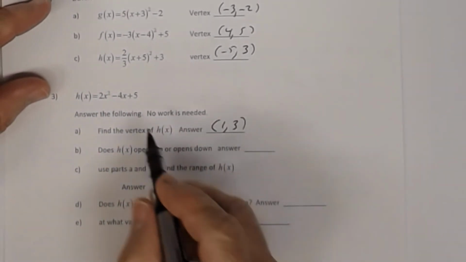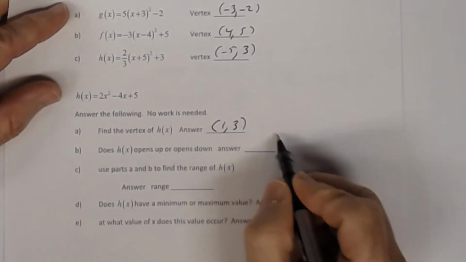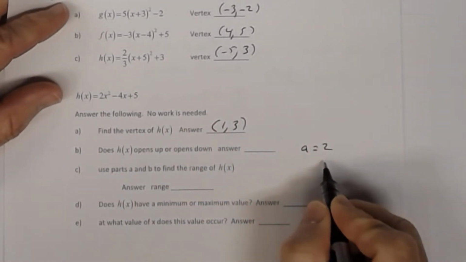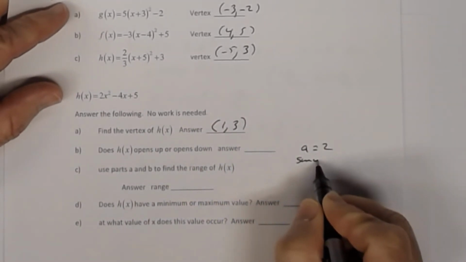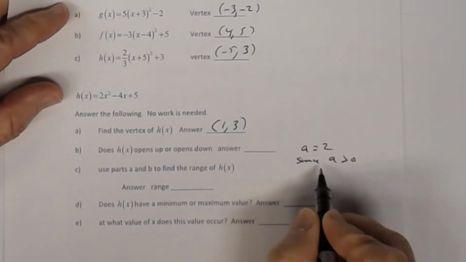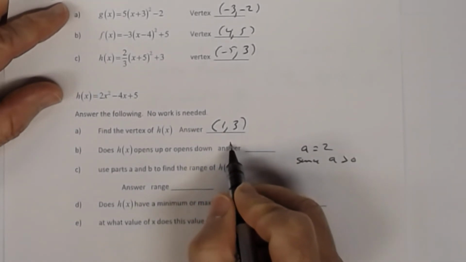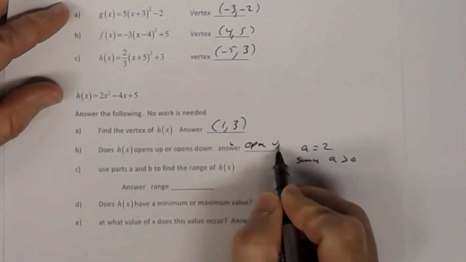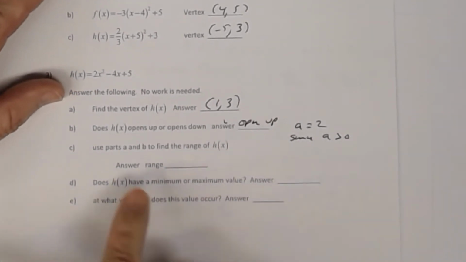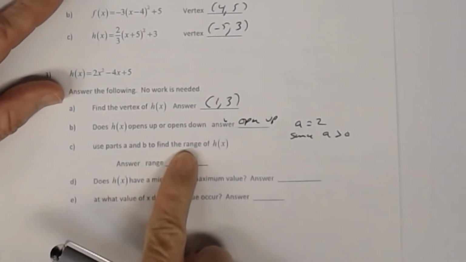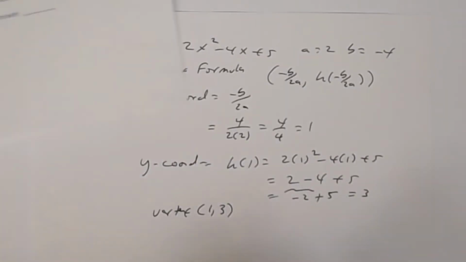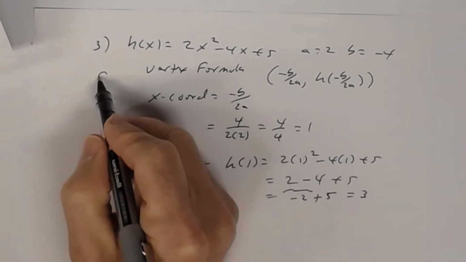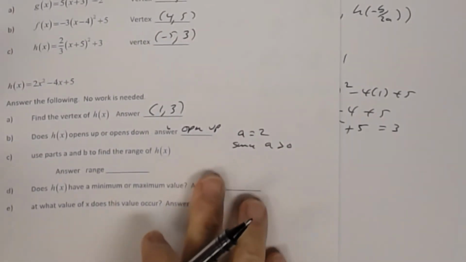Now, in letter B, it says, does the function open up or open down? Well, remember, a is 2, so a is positive. So since a is positive, it's going to open up. And then it says use parts A and B to find the range. All right, so this is the way you would talk about the range. So this was part A right here. We've already answered part B. Since a is positive, it's going to open up.